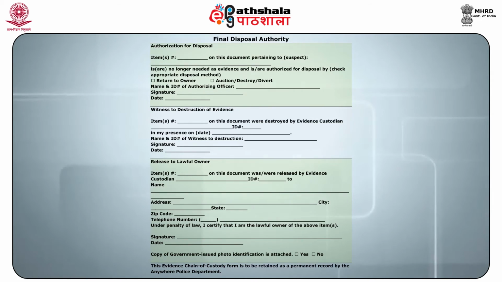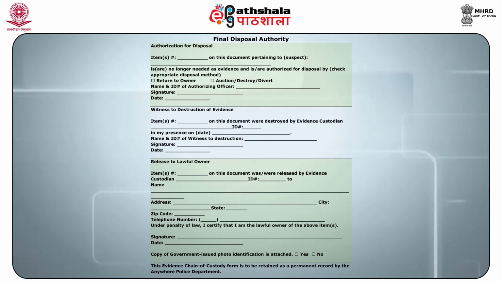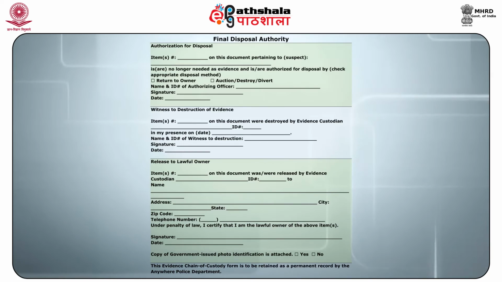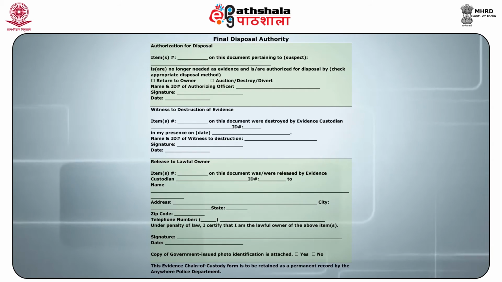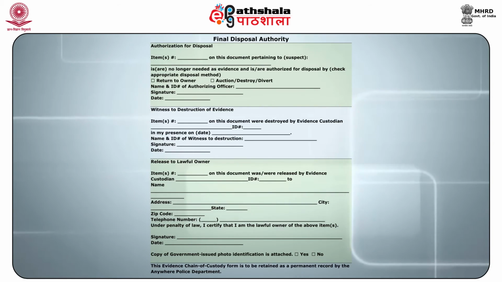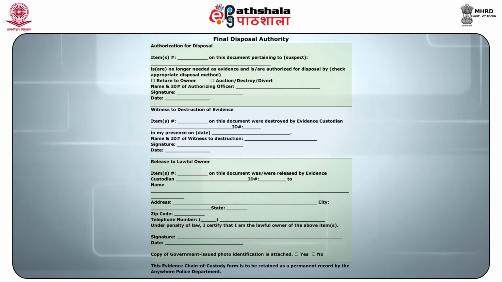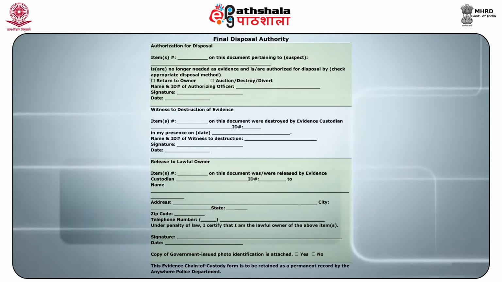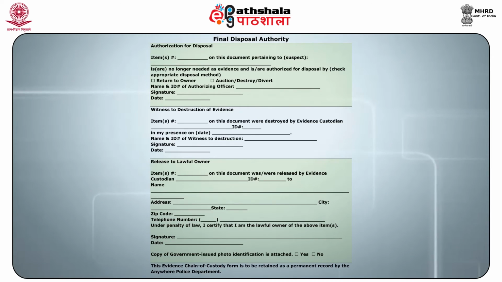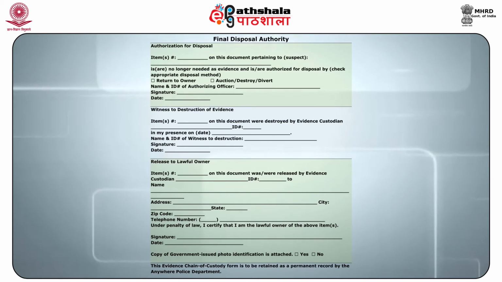Now, the final disposal authority form. In this, the authorization for disposal of items, and return to the owner. The next option is for auction, destroy or divert, name and ID of the authorizing officer. Next option is for the signature, and next is date, witness to the destruction of evidence items. Next, in this, name and ID of witness to destruction, his signature and date. Release to lawful owners. In this, the item number, ID number, name, address, state, telephone number, zip code, city are written. This evidence chain of custody form is to be retained as a permanent record by the police department.